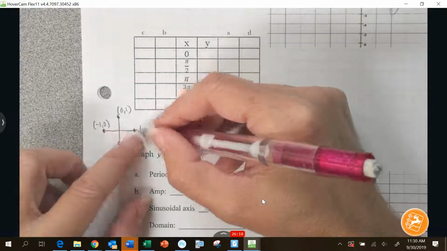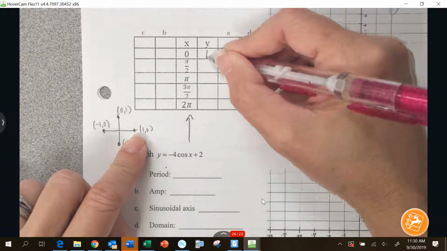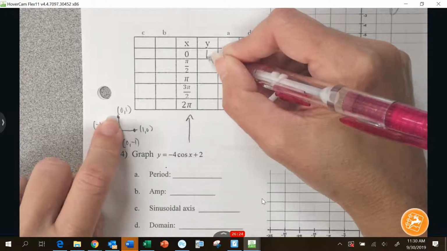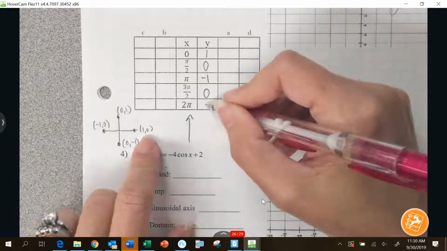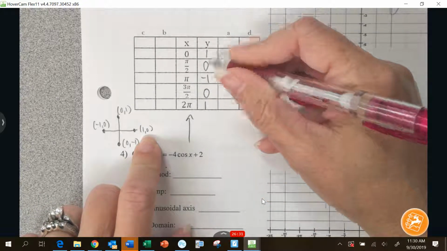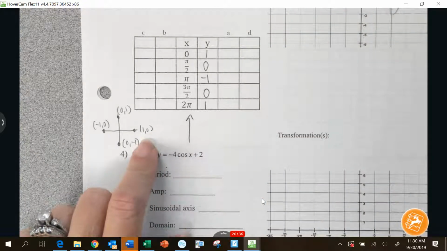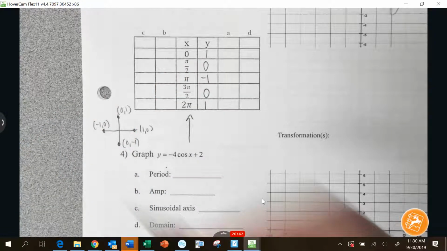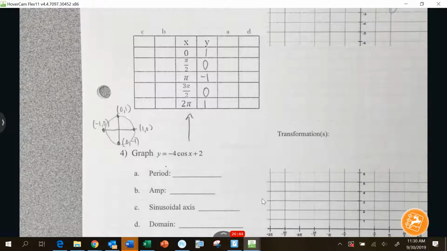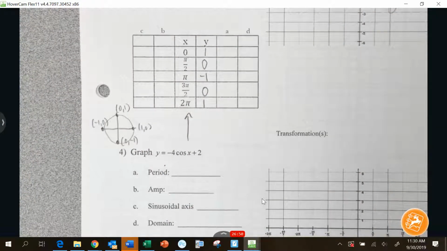So when I go to find cosine at 0, I'm looking at the x value, which is 1. Then I go to pi over 2, 0. Pi is negative 1. 3 pi over 2 is 0. 2 pi is 1. That is one full cycle. From there, you would just repeat, repeat, repeat. Follow a pattern. So we're going to do one full cycle around the circle here, and these are our parent function points. You do not need to graph the parent function and the translated function.